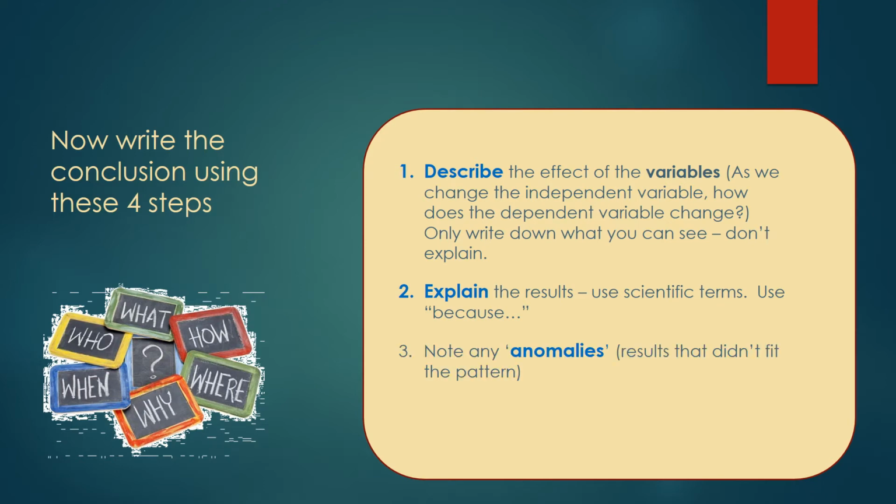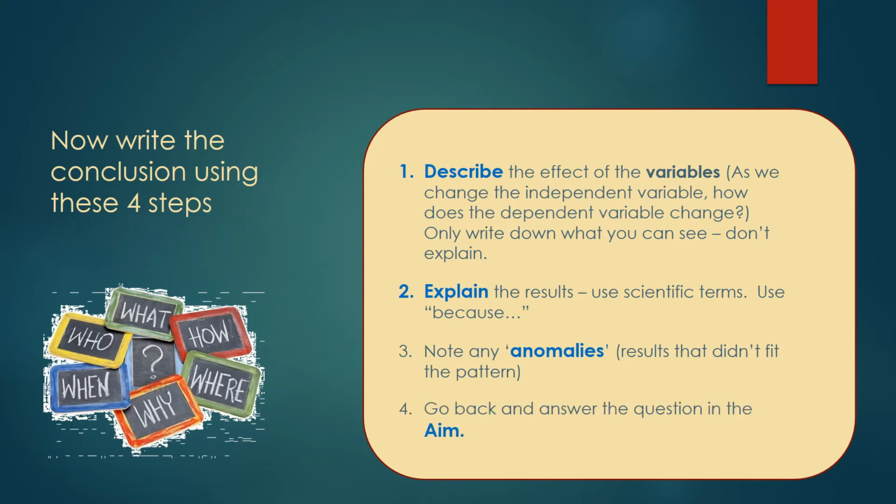You're also then going to mention if you had any anomalies, so results that didn't fit the pattern. So for example, if you got 5 seconds for all your results and then one of your results is 9 seconds, that's an anomaly. It doesn't fit the pattern, so you should have tested it again, but you also mention it in your conclusion. So you're going to mention this anomaly.